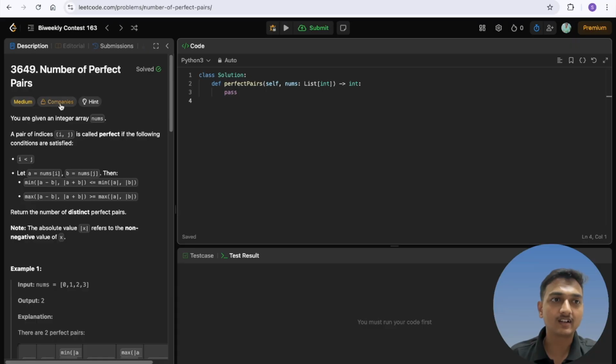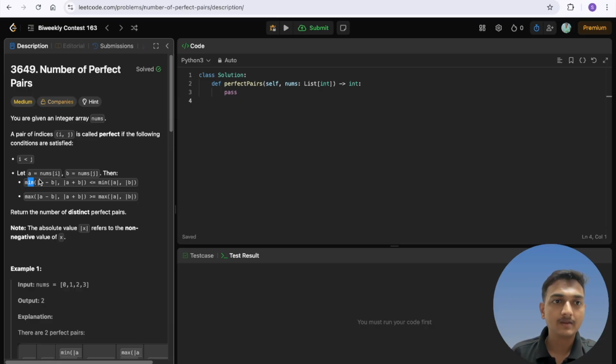So let's get started. You are given an integer array nums. A pair of indices i, j is called perfect if the following conditions are satisfied. i must be less than j. Let a equal nums of i and b equal nums of j. Then the minimum of the absolute difference of a and b and the absolute sum of a and b, we need to take the minimum.